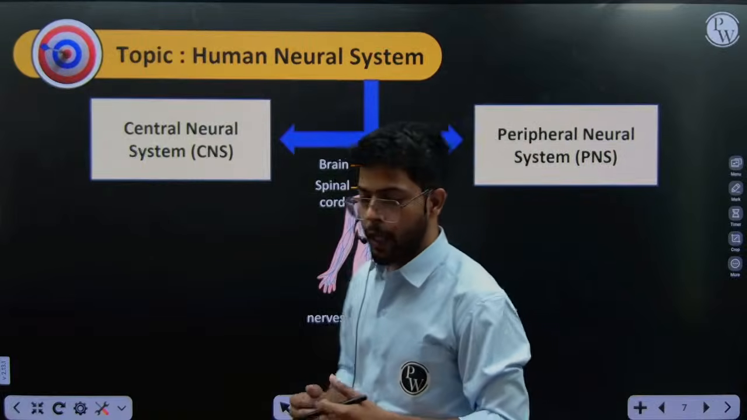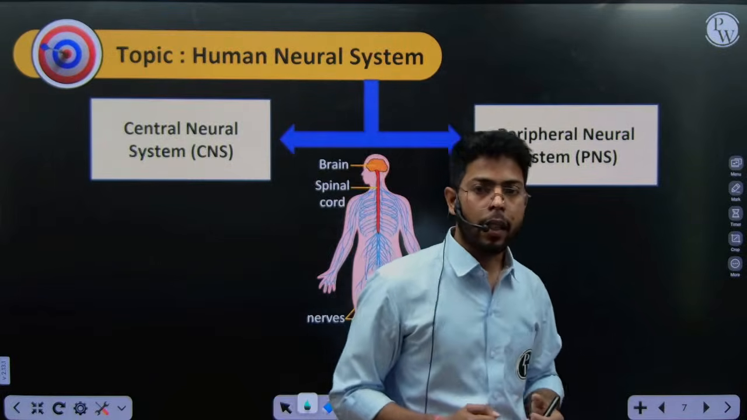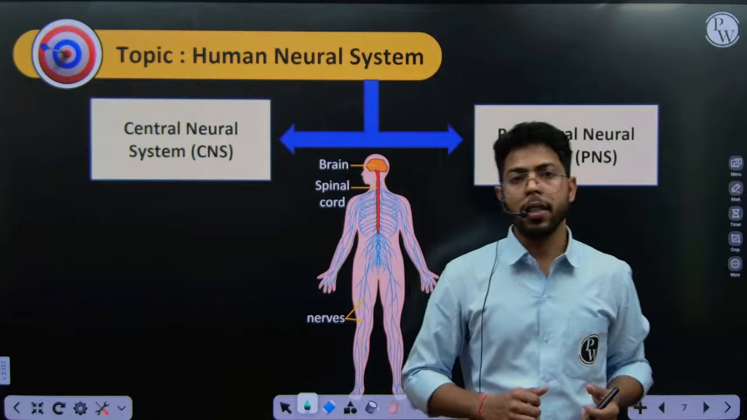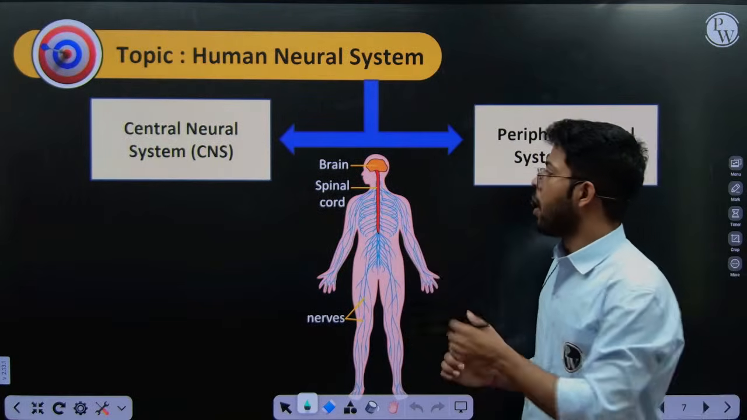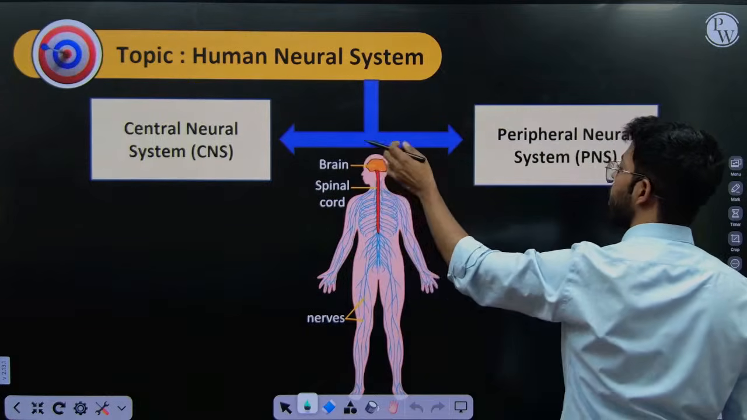Now the human neural system. The human neural system consists of the central nervous system and the peripheral nervous system. In the central nervous system we have the brain and spinal cord. The brain is present inside the cranial cavity of the skull.